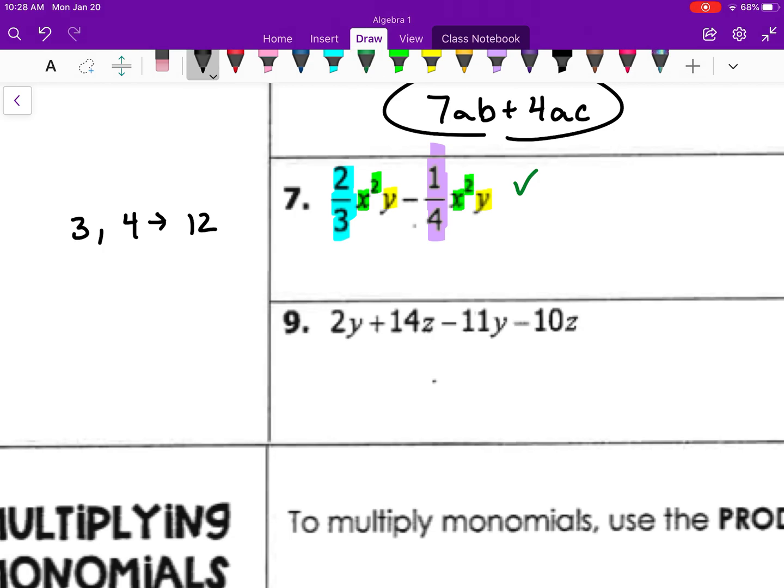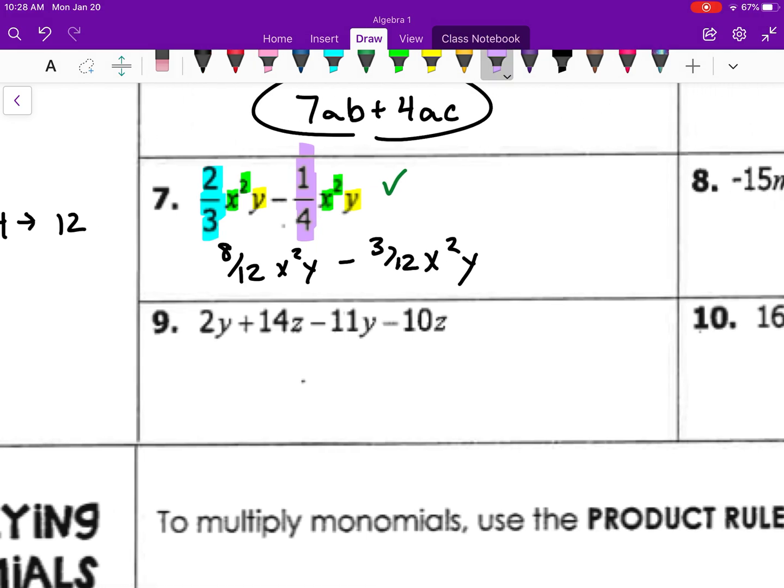2/3 minus 1/4. So thirds into twelfths would be 8 twelfths. 1/4 as twelfths would be 3 twelfths. Now I'm just doing the subtraction of 8 twelfths minus 3 twelfths. That would be 5 twelfths.